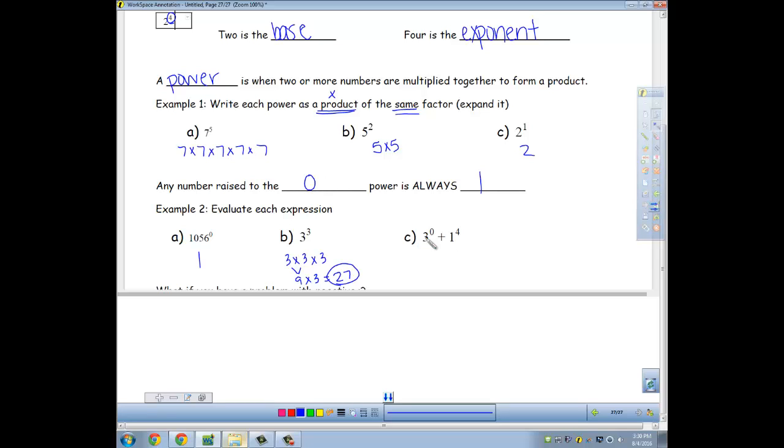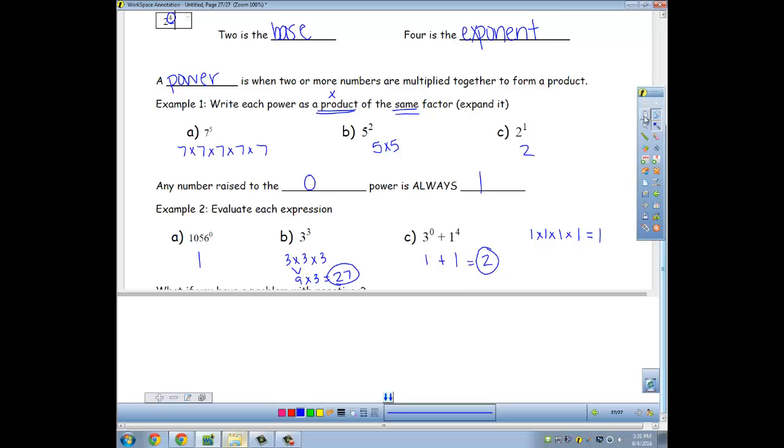Part C, we see 3 to the 0 power, which we know is 1. And then I have 1 to the fourth. So off to the side, I'm going to figure out what is 1 to the fourth. So 1 times 1 times 1 times 1. Now this is why I have you write it out, because some people will be like, oh, 1 times 4, that's 4. But if we look more closely, 1 times 1 is 1, times 1 is 1, times 1 is 1. So 1 to the fourth power is 1. Then 1 plus 1 is 2 for your final answer.